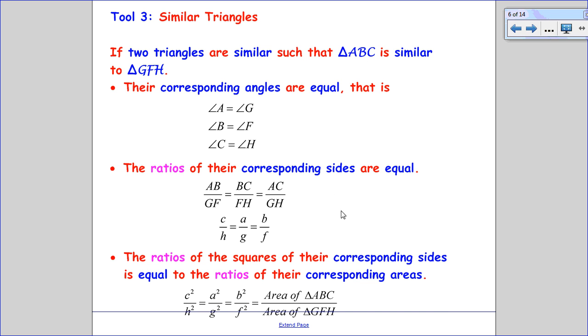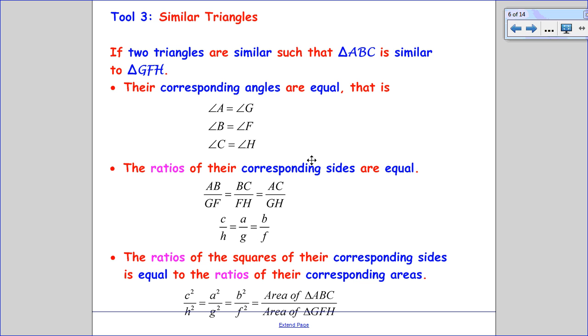The ratios of the corresponding sides are also equal, and we can read that off in order. AB, the first two letters, over GF, the first two letters in the other triangle. BC, the last two in the first triangle, over FH, which is the last two in the second triangle, and AC, first and third, over GH. Or I could simply have used their lowercase letters, C over H, A over G, and B over F.